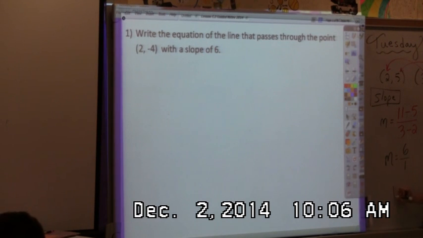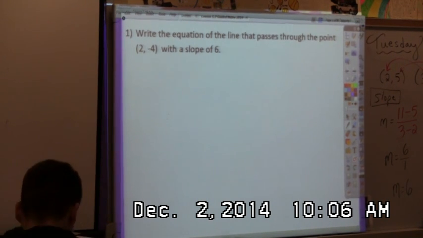Good. 6 over 1 is just a 6. All right, so we figured out part of it. We have to have m and we have to have b. Now I figured out my m is 6 for this problem. Weird, it was 6 for the last one. Okay, now we're going to find b.